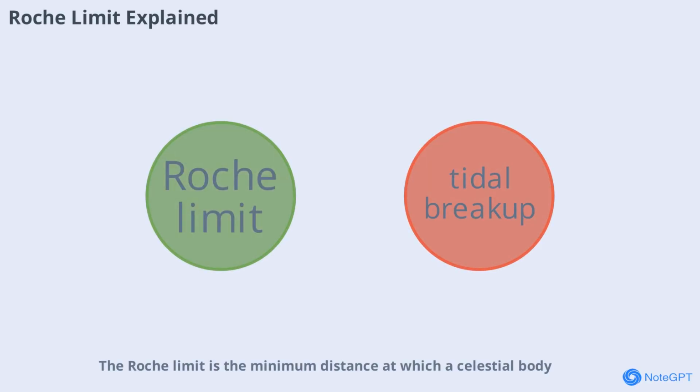The Roche limit is the minimum distance at which a celestial body, held together only by its own gravity, can orbit another body without being torn apart by tidal forces. If a moon or comet crosses this boundary, it can be shredded into pieces, forming rings or debris. This concept helps explain the formation of planetary rings and the fate of objects that stray too close to massive planets.